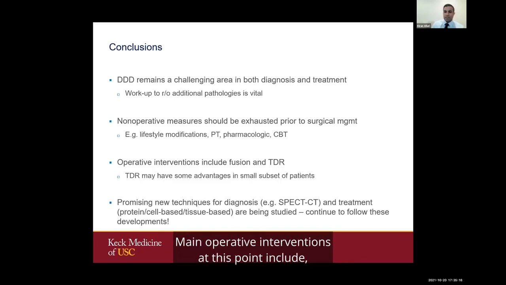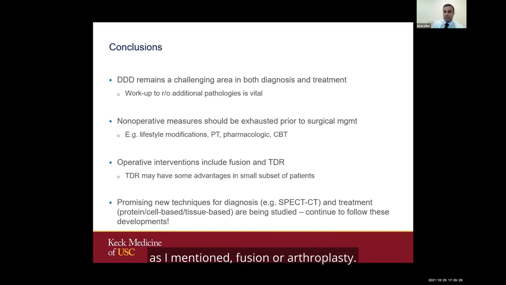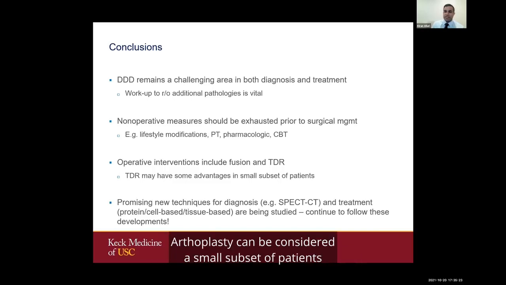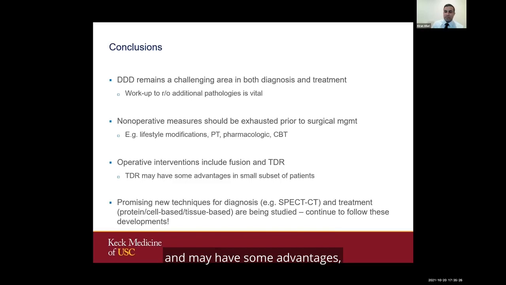Main operative interventions at this point include, as I mentioned, fusion or arthroplasty. Arthroplasty can be considered in a small subset of patients and may have some advantages, but like I said, I think there are very few patients that truly are indicated for lumbar disc arthroplasty. And the future is exciting in terms of regenerative medicine and biologics. Some of those initial studies that I very briefly went over do show some promise. They have a lot of basic science background for why they could work clinically. And a lot of us in the spine community are eagerly awaiting the results of some of the ongoing large randomized controlled trials looking at biologics in the treatment of lumbar degenerative disc disease and lumbar disc regeneration.